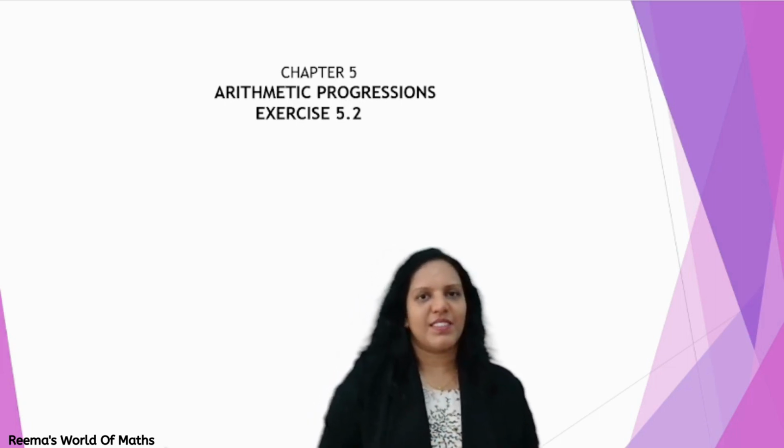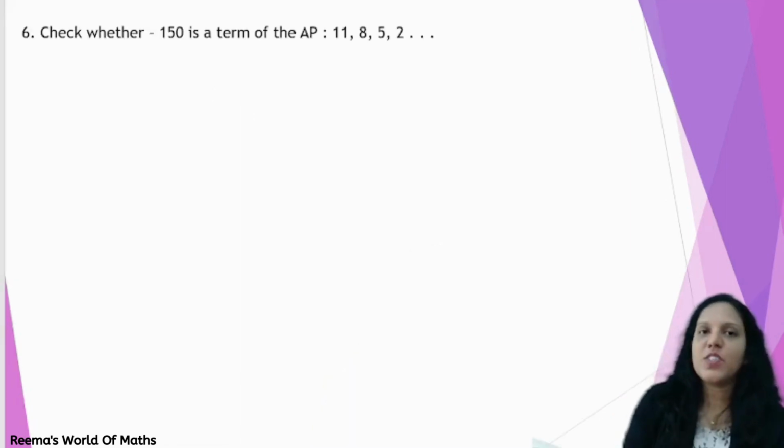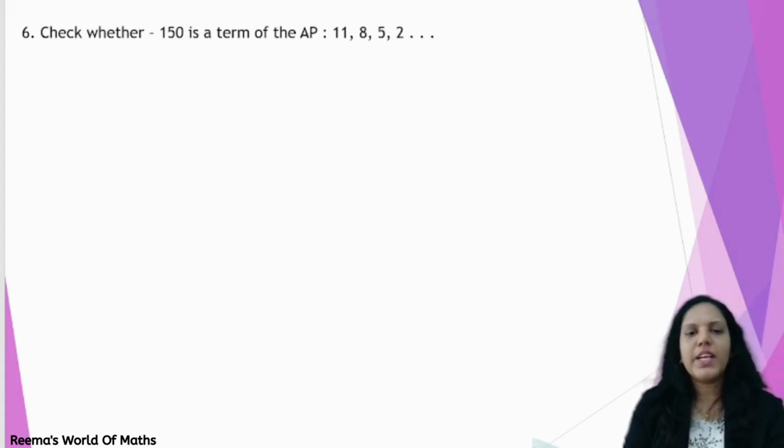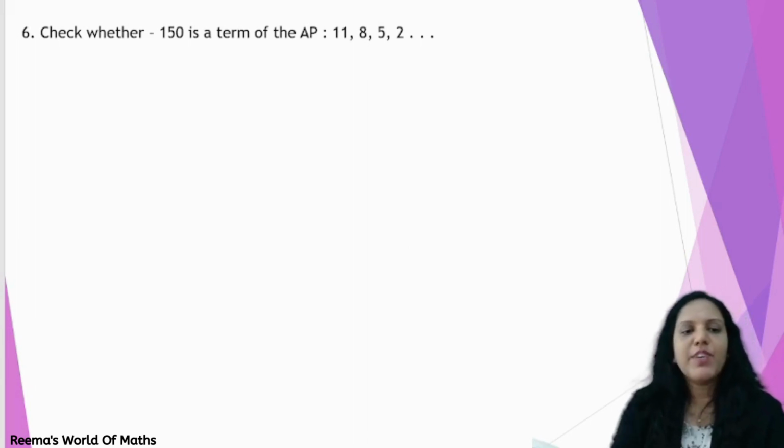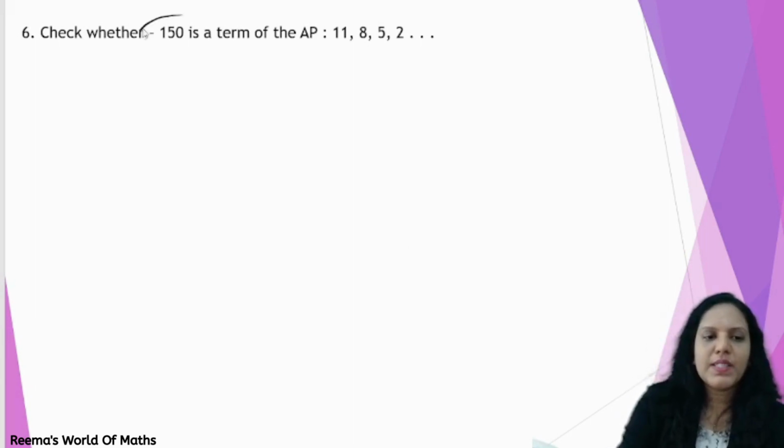So let's start. This is the 6th question from exercise number 5.2. Check whether minus 50 is a term of the AP 11, 8, 5 and 2. So we are given the first 4 terms of the AP and we need to see whether minus 50 is a term in the given AP.